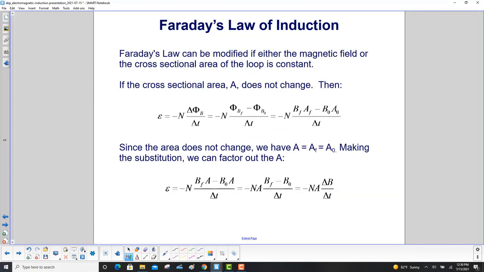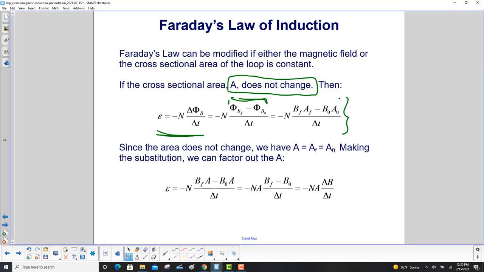Faraday's law can be modified if either the magnetic field or the cross-sectional area of the loop is constant. So first let's take where A, the cross-sectional area, does not change. Then here's our equation, and that's going to be flux B final minus flux B initial. And then what do we do then? We say, what is flux equal to? Well, that's B times A. So that's what we have here.